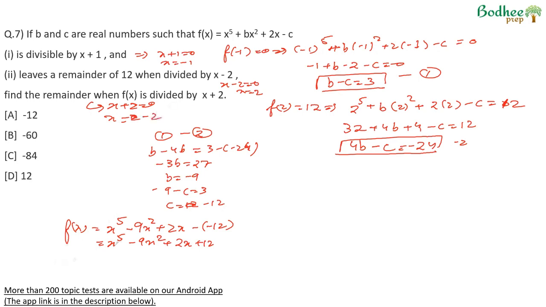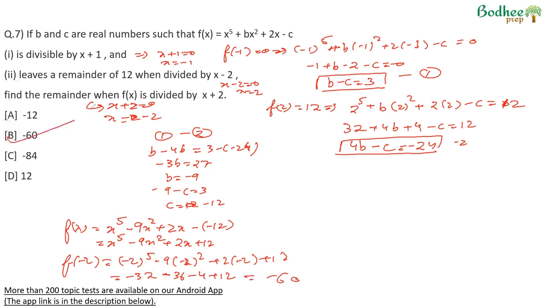So the remainder when this expression is divided by x plus 2 will simply be f of minus 2, which becomes minus 2 raised to power 5 minus 9 into minus 2 whole squared plus 2 into minus 2 plus 12, which is minus 32, minus 9 into 4, minus 36, minus 4 plus 12. So this becomes minus 68 minus 72 plus 12, which is minus 60. That becomes the answer. The remainder is option B.